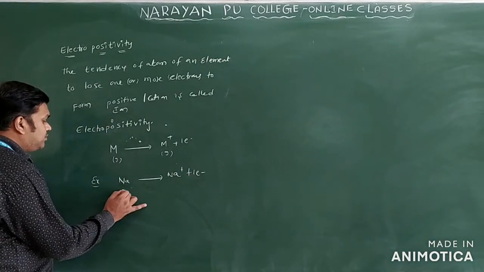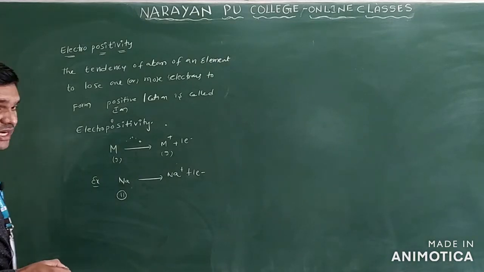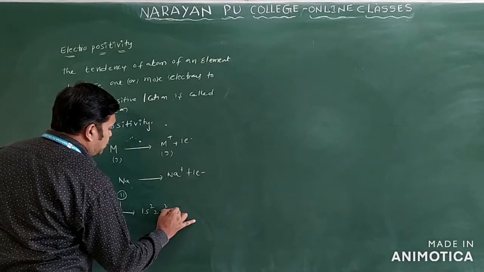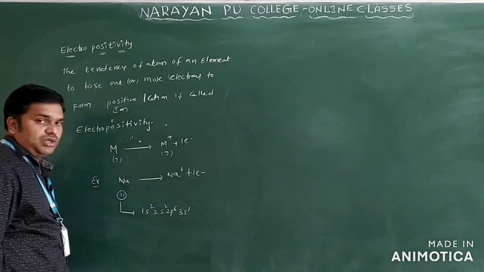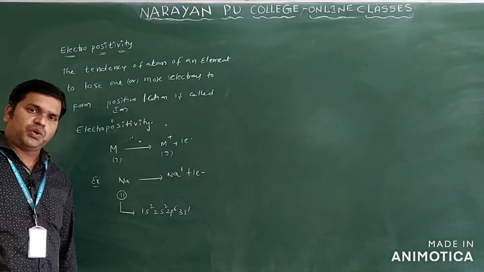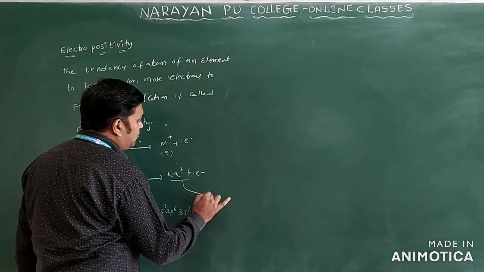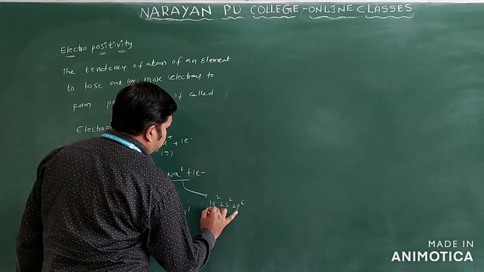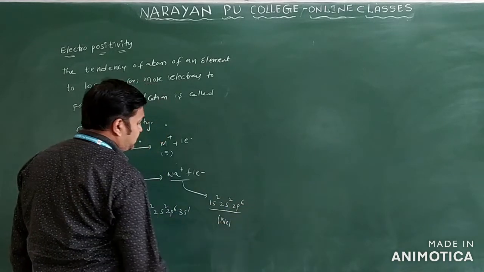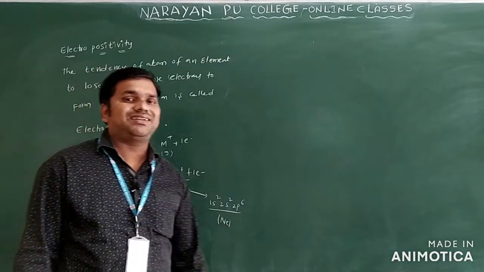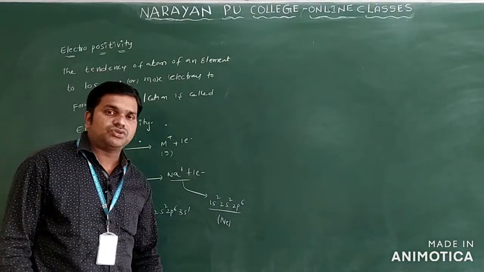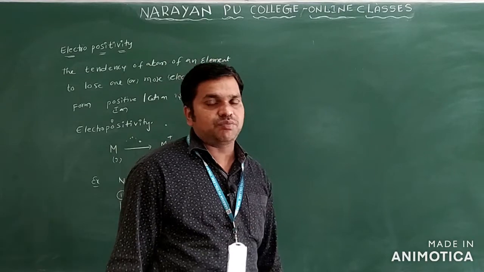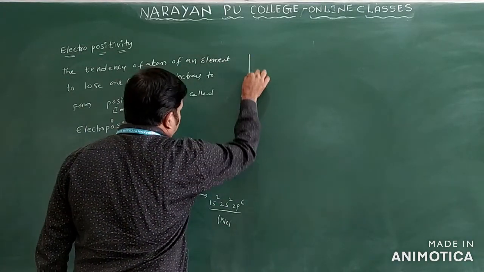Sodium has atomic number 11. Its configuration is 1s2, 2s2, 2p6 and 3s1. Here sodium lost one electron. After losing one electron, the Na plus ion is formed, with configuration 1s2, 2s2, 2p6. This is the nearest noble gas configuration, that of neon, so it becomes stable. Atoms lose electrons to get stability. So this is regarding electropositivity.